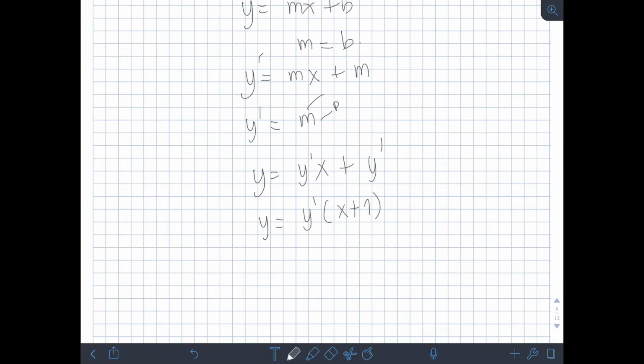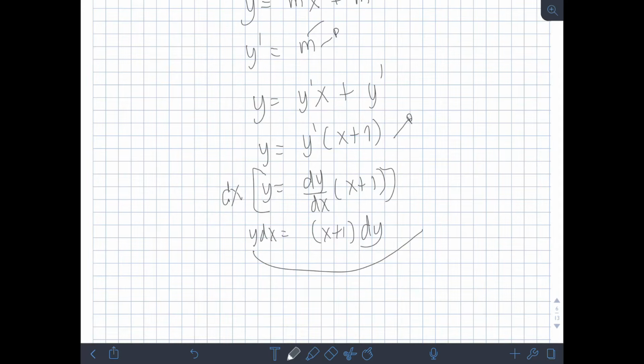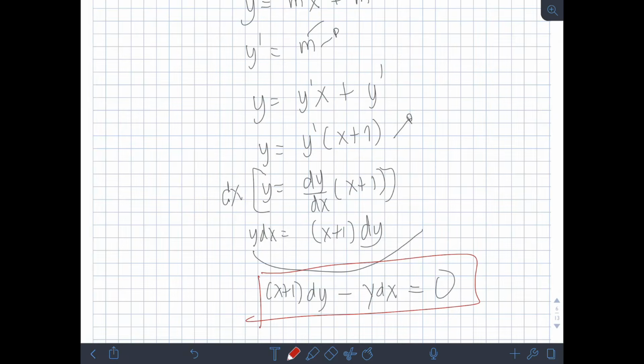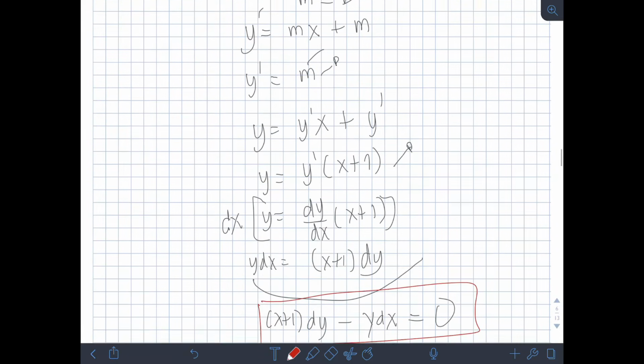Tapos transform natin yung y prime as dy over dx. Actually, pwede na to, pero transform natin as dy over dx yung y prime. We have dy over dx times x plus 1. Tapos, multiply natin both sides by dx. We have y dx is equal to x plus 1 dy. Transpose natin tong y dx sa kabila, magiging x plus 1 dy minus y dx is equal to 0. So, therefore, this is the differential equation for the family of curves of straight lines with slope and y-intercept equal.